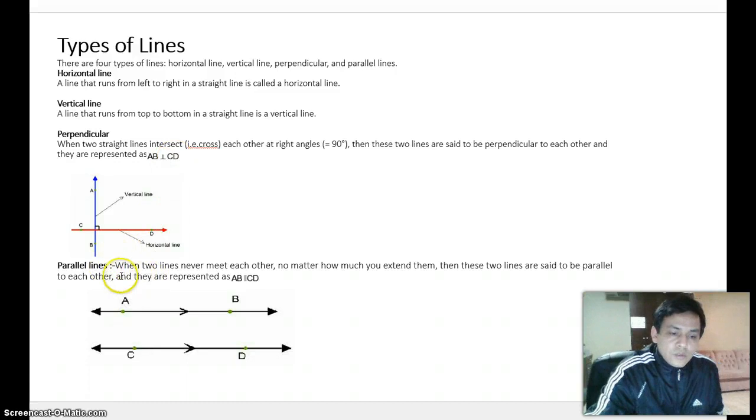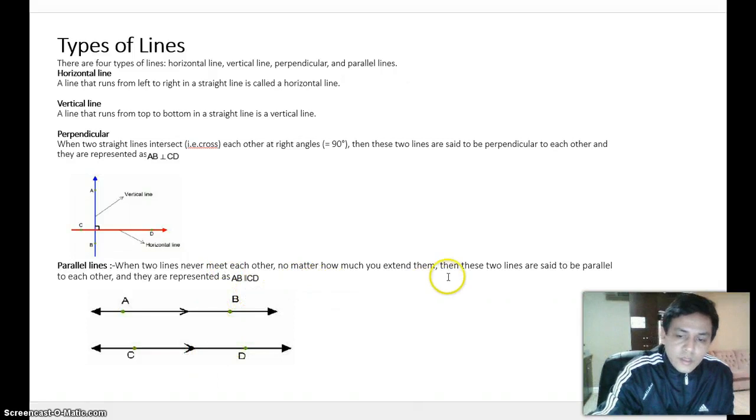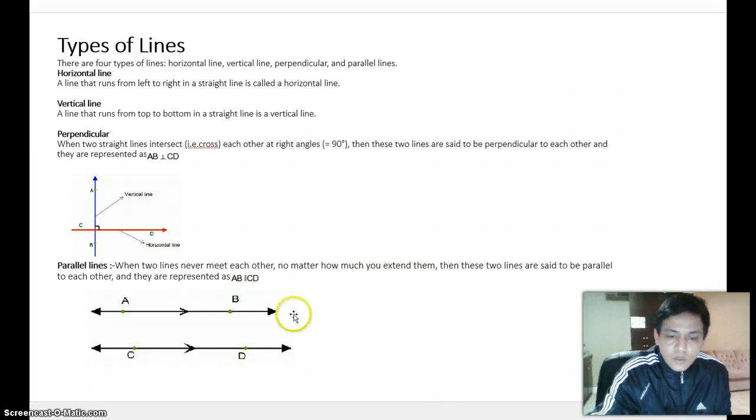The last one is parallel lines. We can see here two lines, AB and CD. When two lines never meet each other, no matter how much we extend them, then these two lines are said to be parallel to each other, and they are represented as AB parallel to CD. This is the sign of parallel lines.